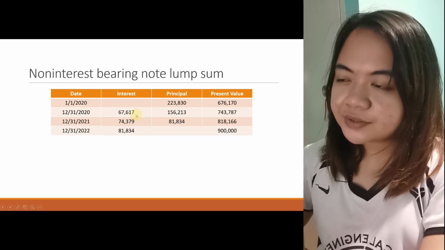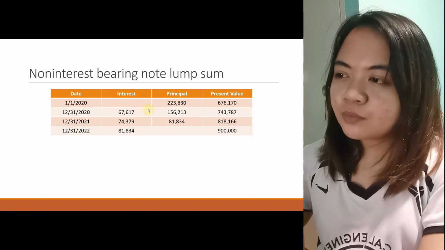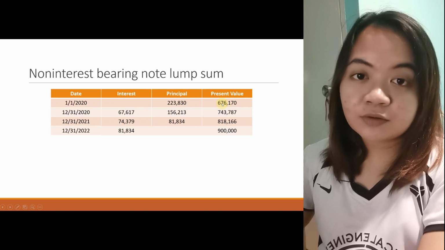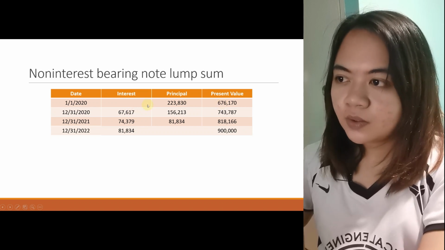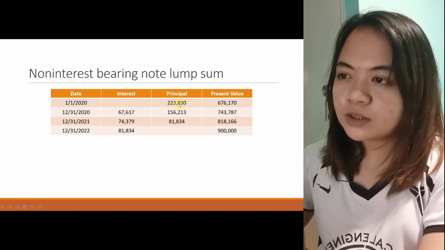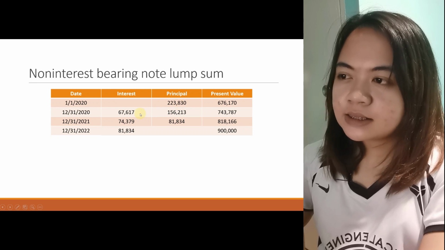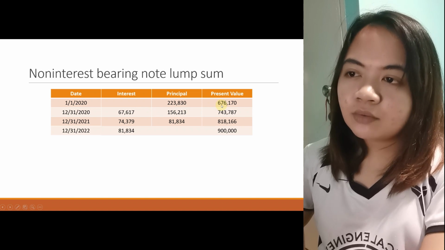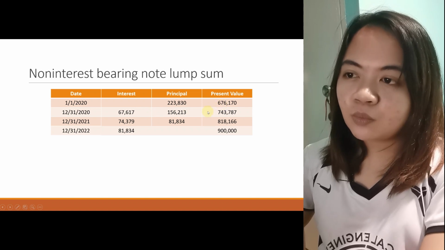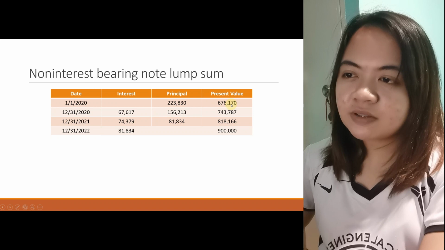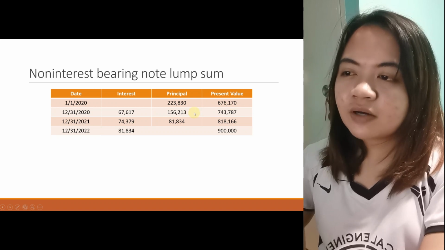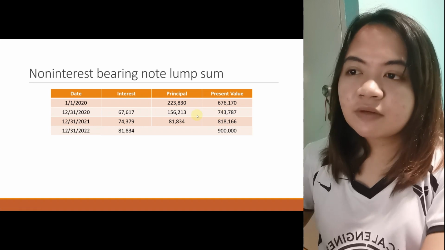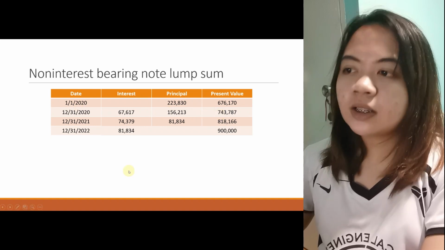Then, we have the interest as of 12/31/2020. How did we get this? This is 10% of the present value, 676,170. Then you less it with 223,830 less that, you get 156,213. Then you add it with the present value: 676,170 plus 156,213, you get 743,787. And then the rest is the same.